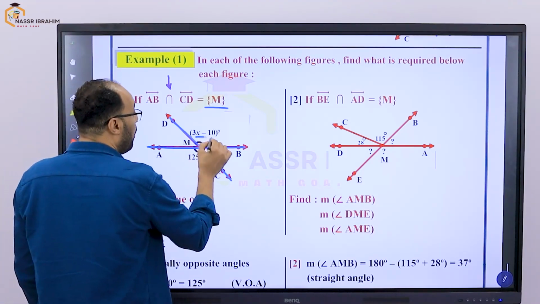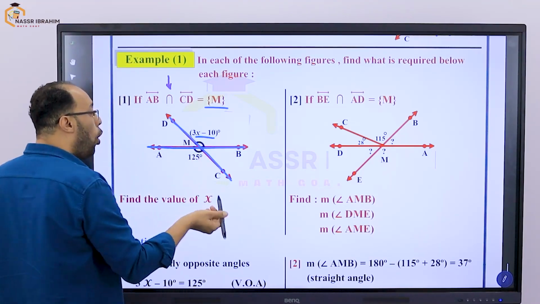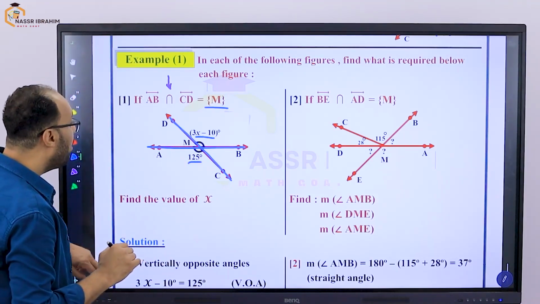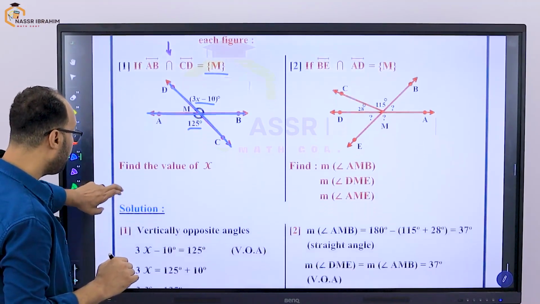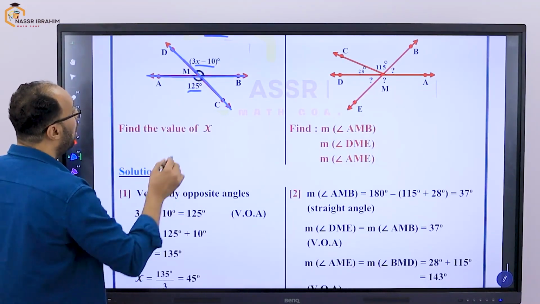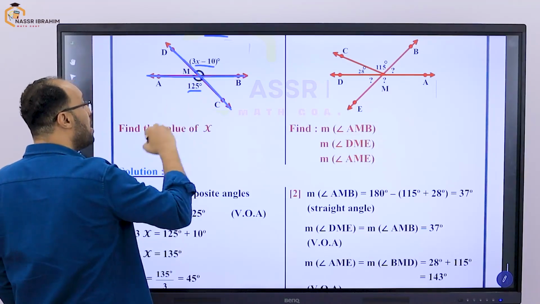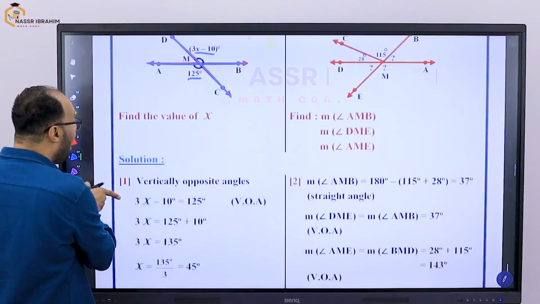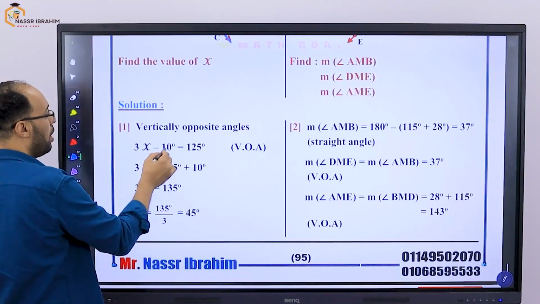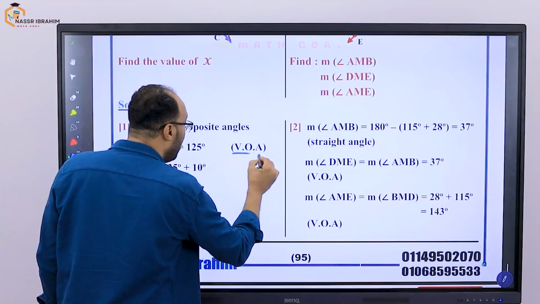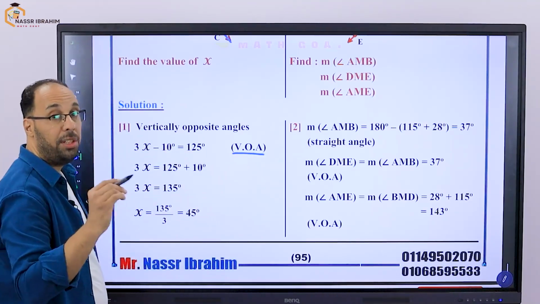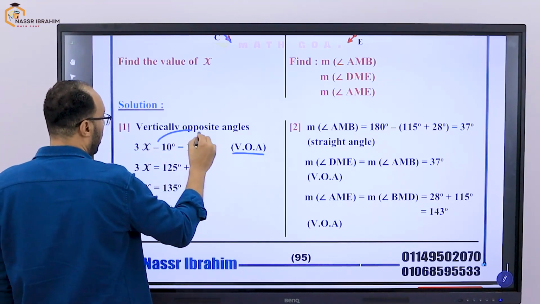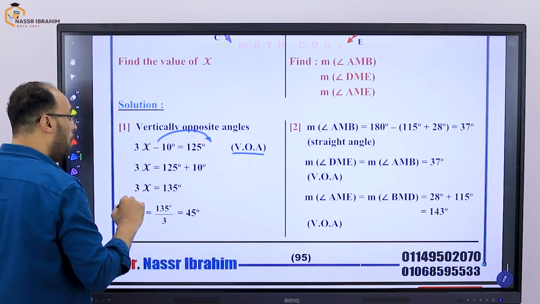So it will be 3x minus 10 equals the opposite angle, which is 125. Find the value of x. As we said before, 3x minus 10 is the opposite angle to 125 degrees. We will write them as an equation. So it will be 3x minus 10 equals 125, and here is the reason: vertically opposite angles, V.O.A. So we will move negative 10 to the other side, so it will be positive 10.